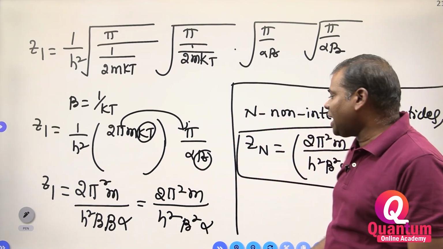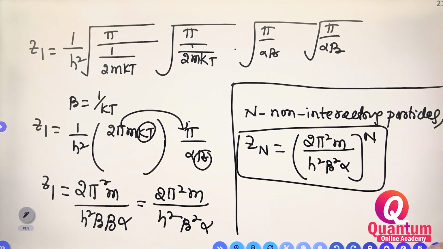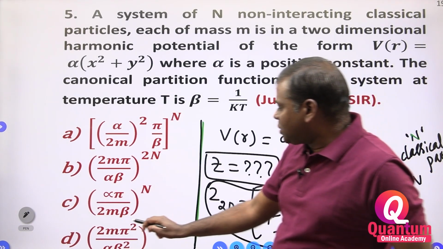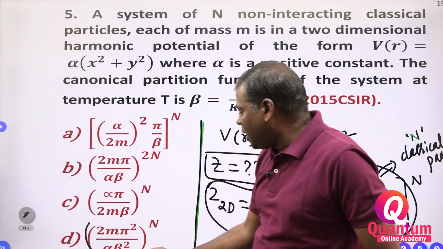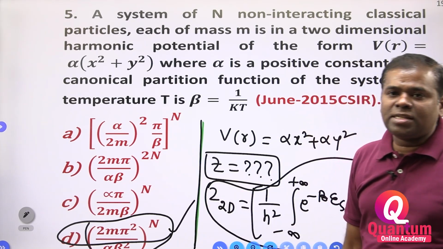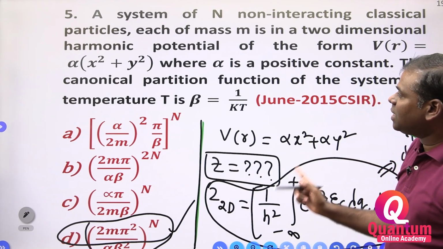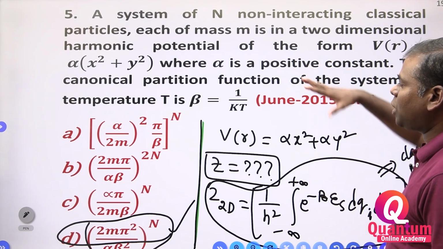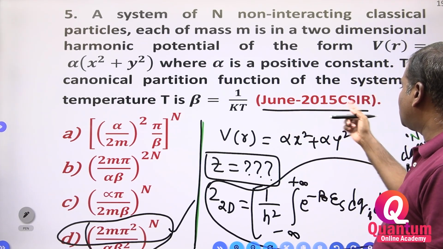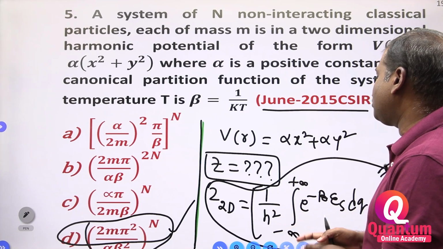Once you check the answers, which answer is there? 2 pi square m divided by alpha beta square whole to the power of N. Option D is correct. Like this we have to solve. Clear? This question is also very important. So many times they are asking such type of question. June 2015 CSIR people asked this. Like this we have to solve.